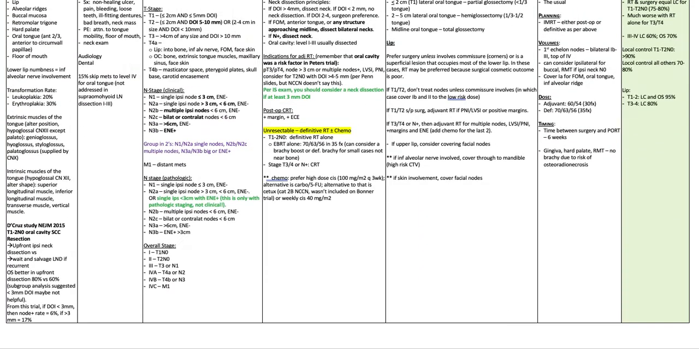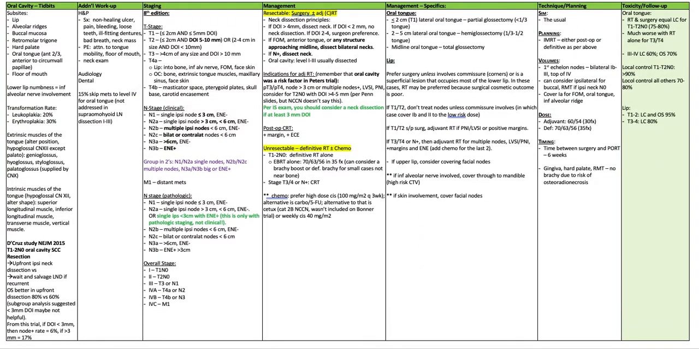In terms of additional workup for oral cavity cancer, do a history and physical, assess symptoms of a non-healing ulcer, pain, bleeding, loose teeth, ill-fitting dentures, halitosis, and a neck mass. On physical exam, pay attention to the tongue mobility, the floor of mouth, and then do a neck exam. They need audiology and a dental workup. Note that there's a 15% rate of skip mets to level 4 for oral tongue cancers. Level 4 is not addressed in a supraomohyoid lymph node dissection of levels 1 through 3.